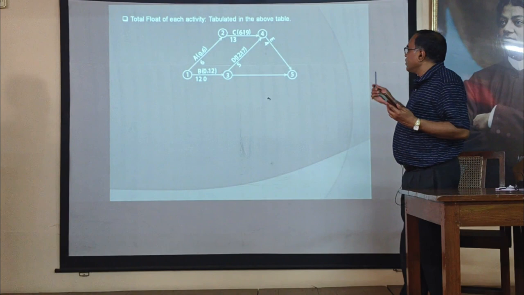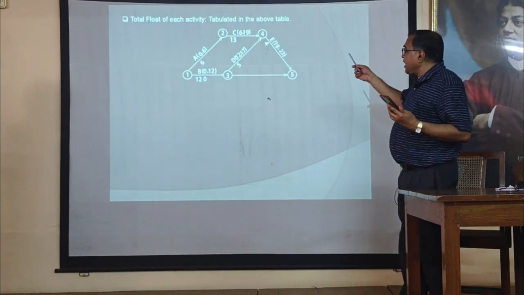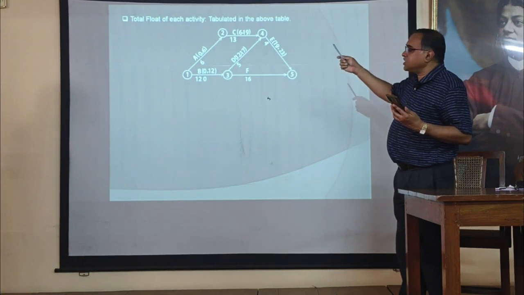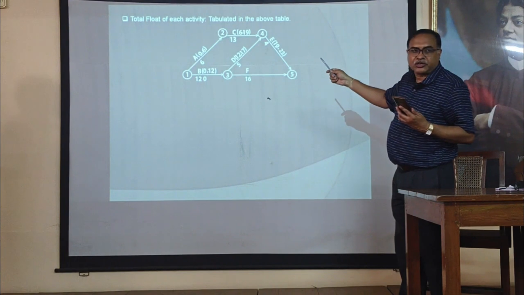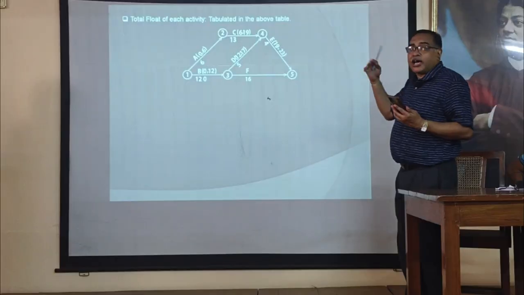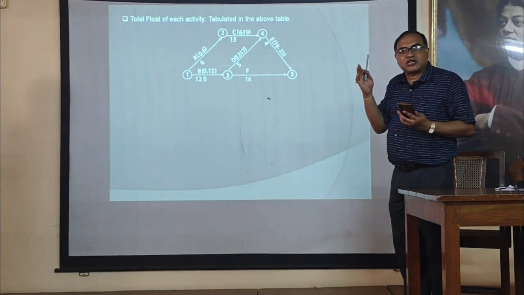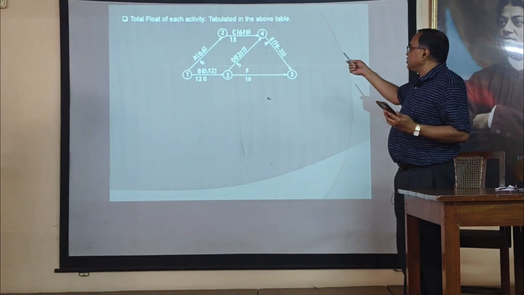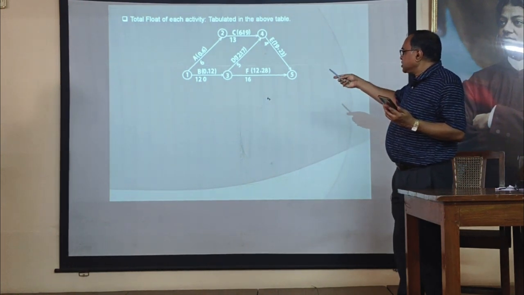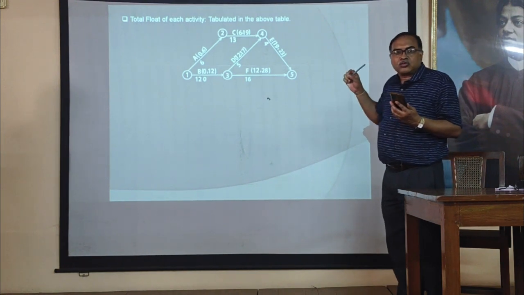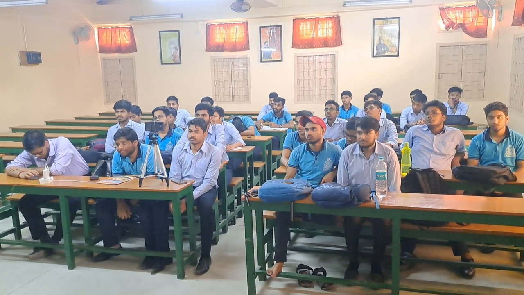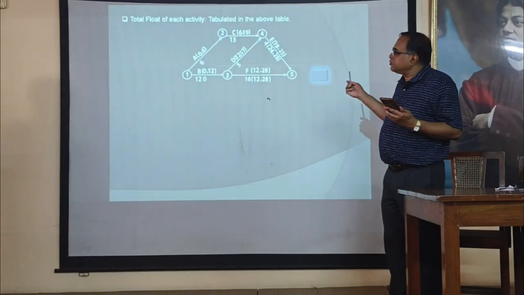Next, E activity, 19 and 23. For E activity, the predecessor activities are C and D. Early finish time of C is 19, and early finish time of D is 17. What is the value of early start time of E? 19, the higher value. Because we have to complete all the previous activities. So the higher value, E is 19, 23. For F, 12 and 28, and it merges into the fifth event. The fifth event is the closing event of the total project. So what is the value of project completion time? 28 days, very good. The project completion time is 28 days.